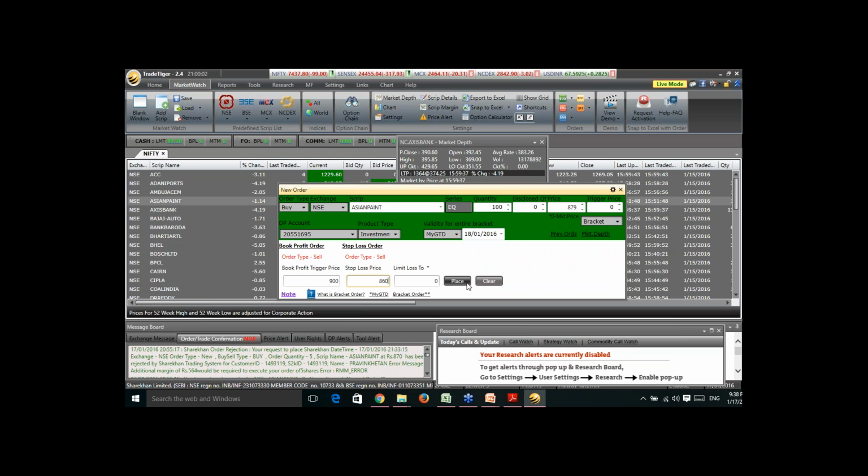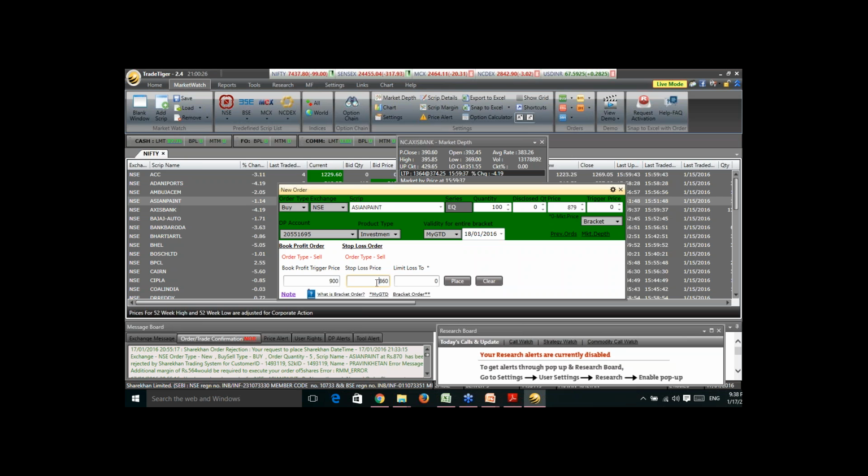So it will automatically put the upper and lower limits. If the price reaches 900, it gets executed. If the price goes down to 860, the stop loss gets executed, and you are buying at 879. So with your upper and lower bracket, you book profit or you book loss.